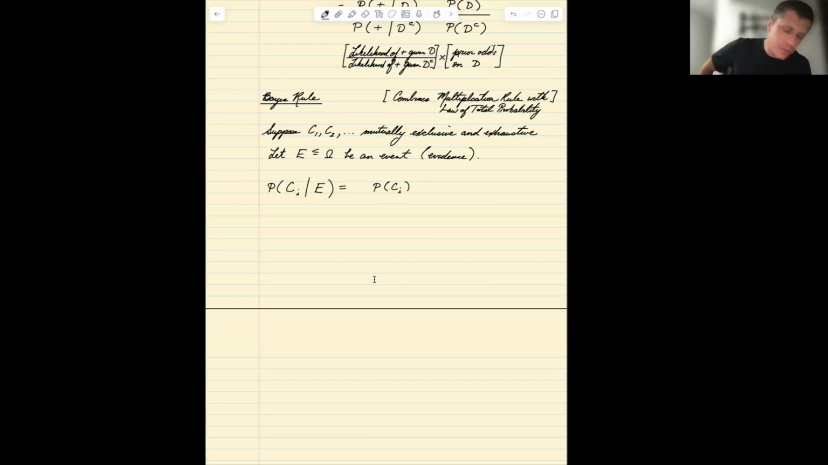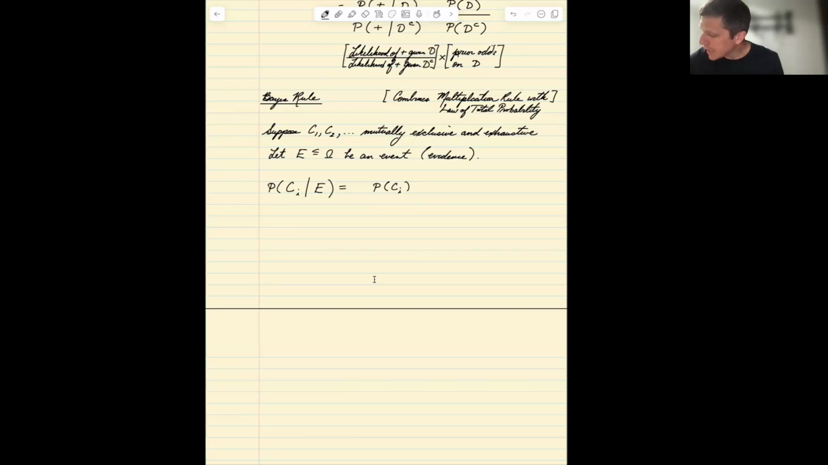So in the previous example, what we were interested in was, what's the probability of having the disease? The disease is the case. You either have the disease or you don't. And the evidence is the positive test. So we observe a positive test. What's the probability of having the disease given the positive test?